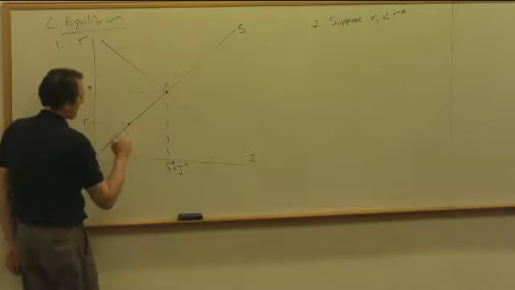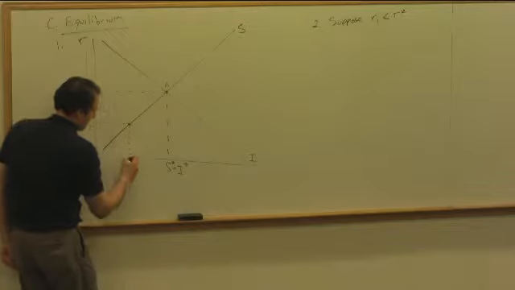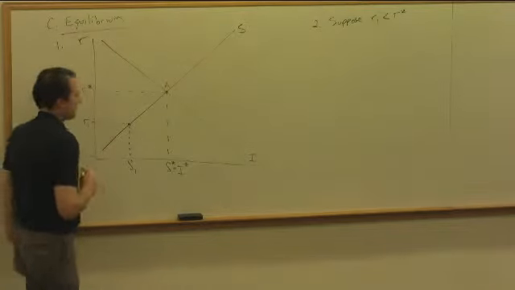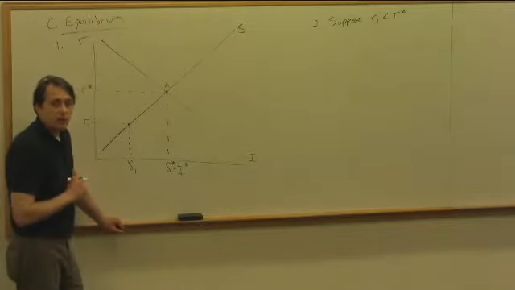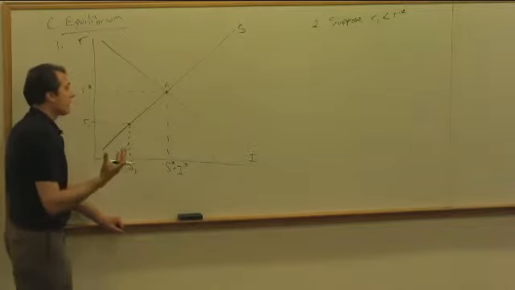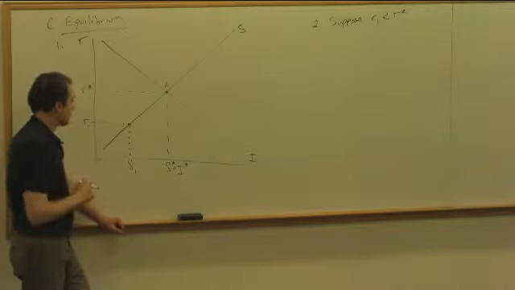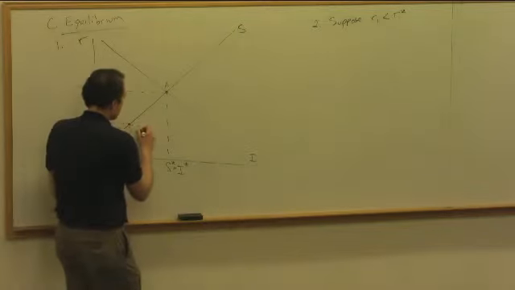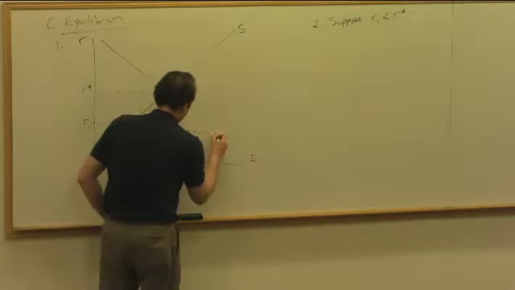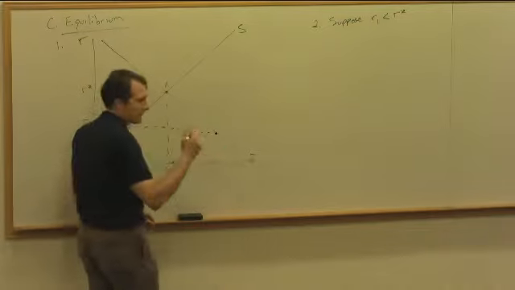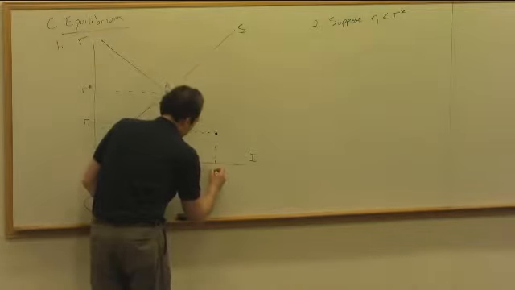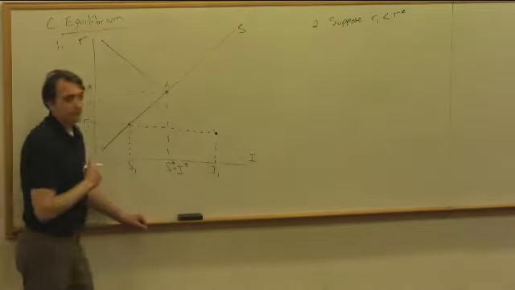I won't bother labeling this point B or anything, and down, and I'll call that S1. That's the quantity supplied of loanable funds. And if I want to find how much households and firms want to borrow at this low real interest rate, I simply go from the real interest rate over to the demand curve for loanable funds, which is the investment demand curve, and down, and call that I1.